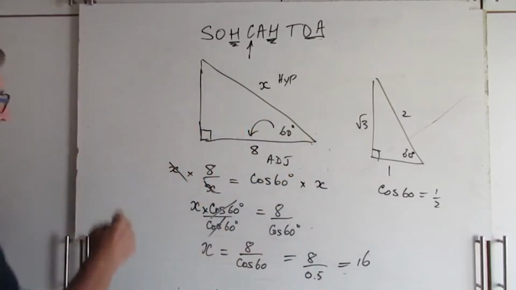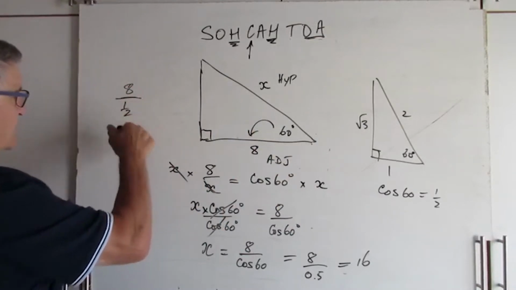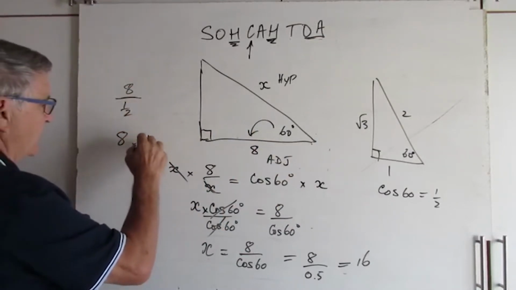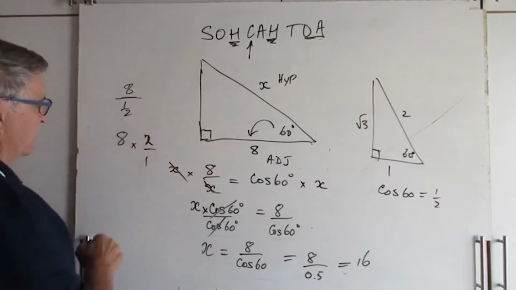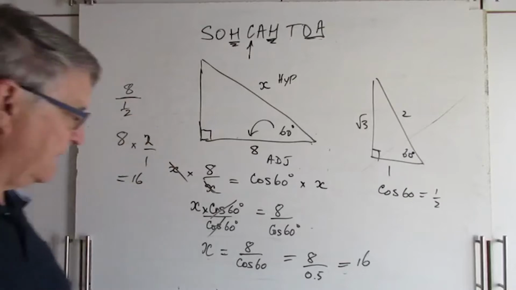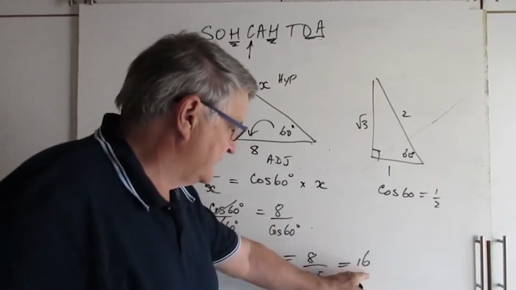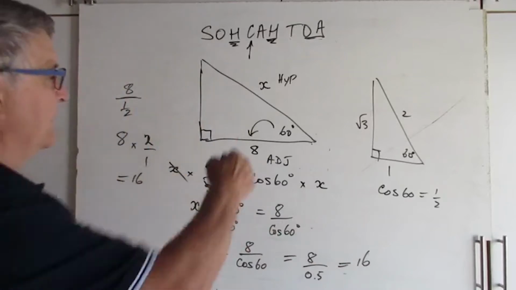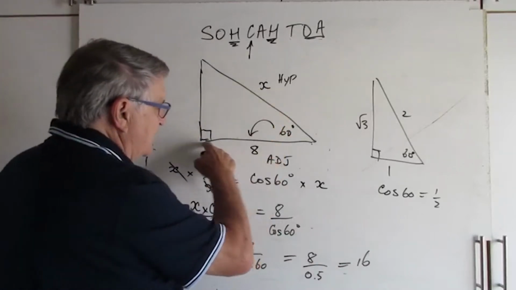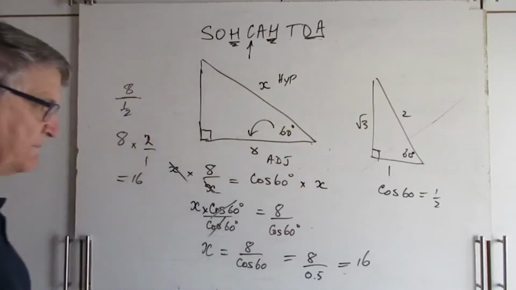Or to do this another way, 8 divided by a half, when you divide by a fraction, you tip it upside down and multiply. So 8 twos are 16. Or if we had 8 pizzas, how many half pizzas would we have? 16. Okay, so here the adjacent side's 8 and the hypotenuse will be 16.